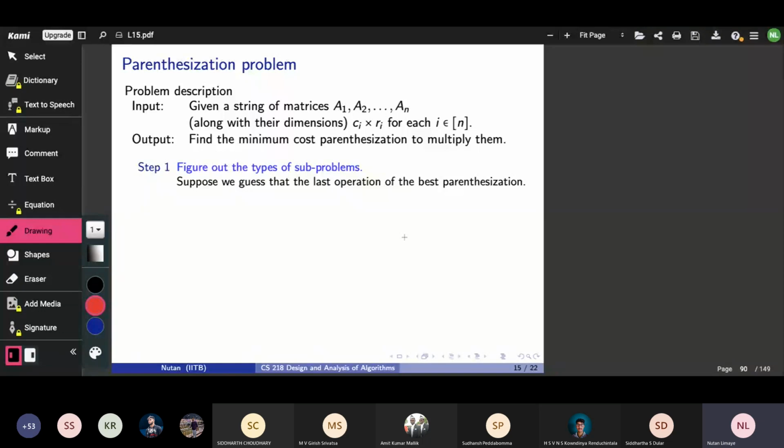The last parenthesization operation for the best parenthesization is this. Like in our previous case when we had 3 matrices, the best one was this one, and then this. So in that regard, suppose I try to come up with the best one. Suppose somehow somebody tells me that the optimal one is when you break it at k.